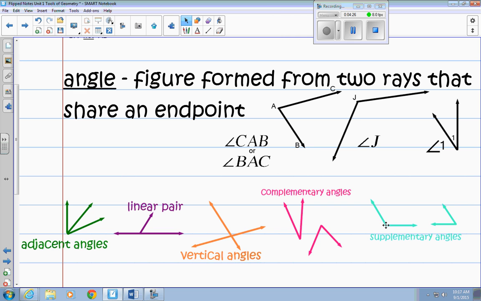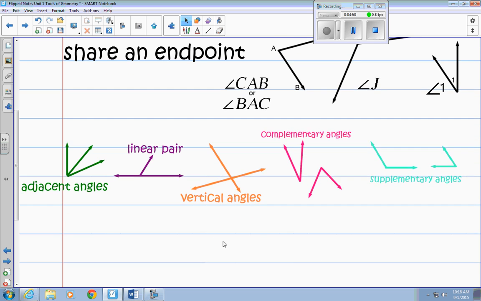And finally, supplementary angles are angles that add up to equal 180 degrees. And you may remember that a straight line also equals 180 degrees. So linear pairs are always supplementary. And supplementary is just the more general term. Any two angles can be supplementary. They don't have to be a linear pair. So any two angles can be supplementary as long as they add up to equal 180 degrees.